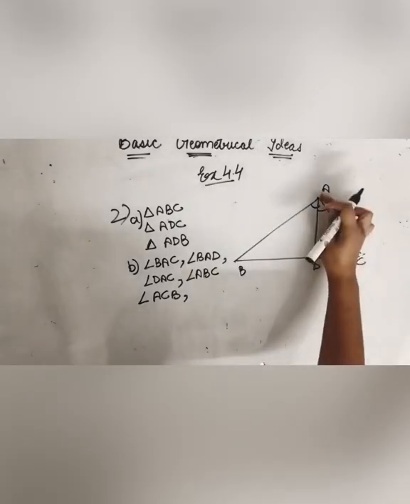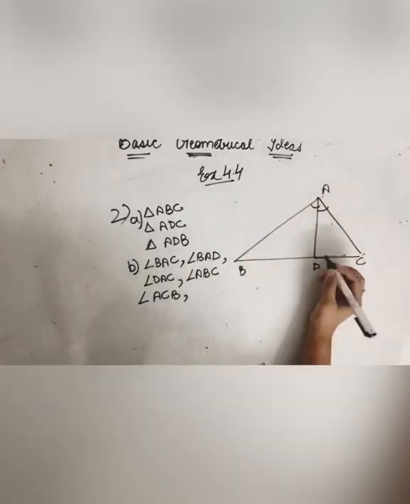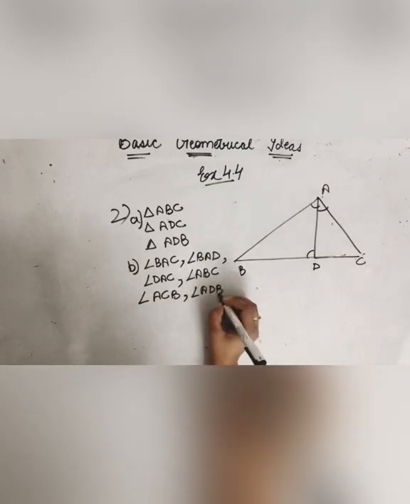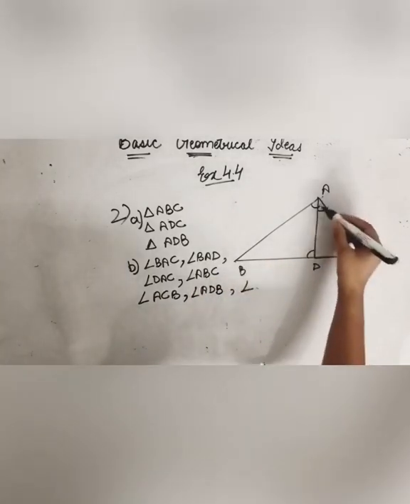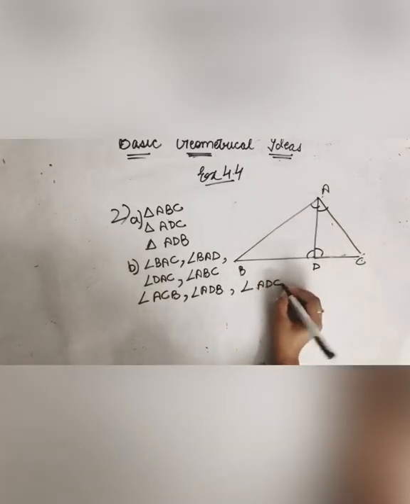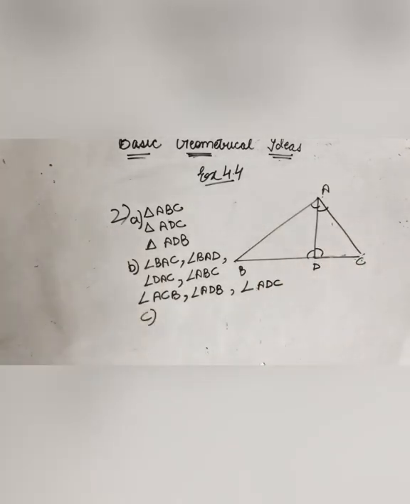Sixth, ADB, this angle. And seventh, ADC. So these are the 7 angles.